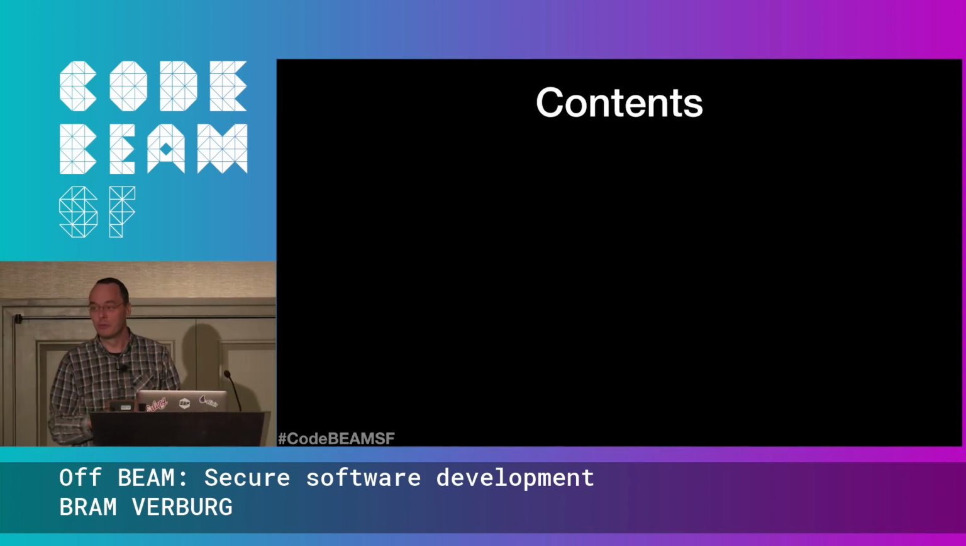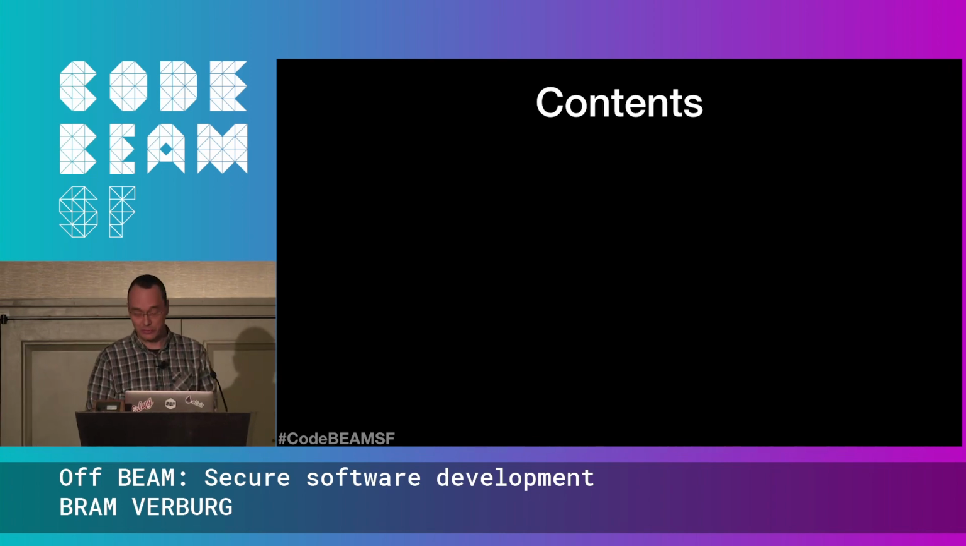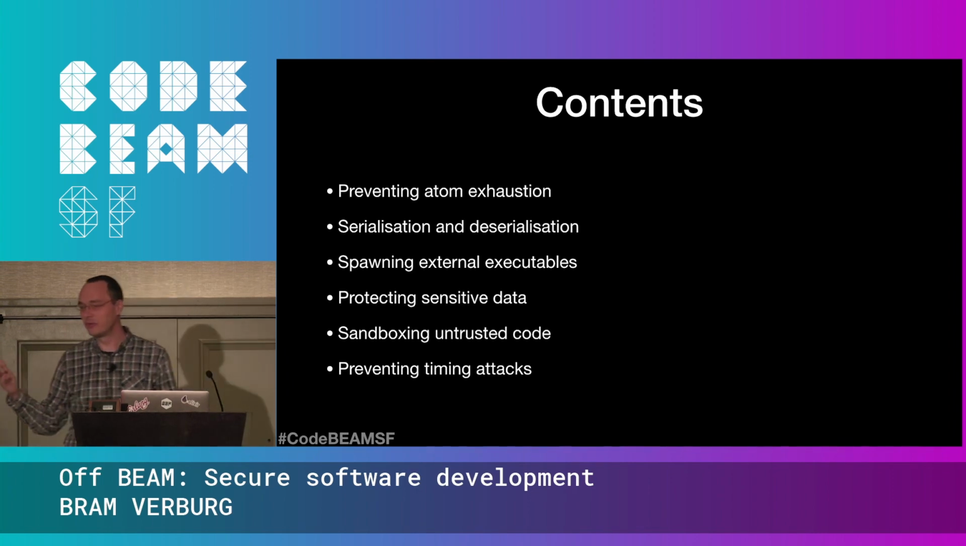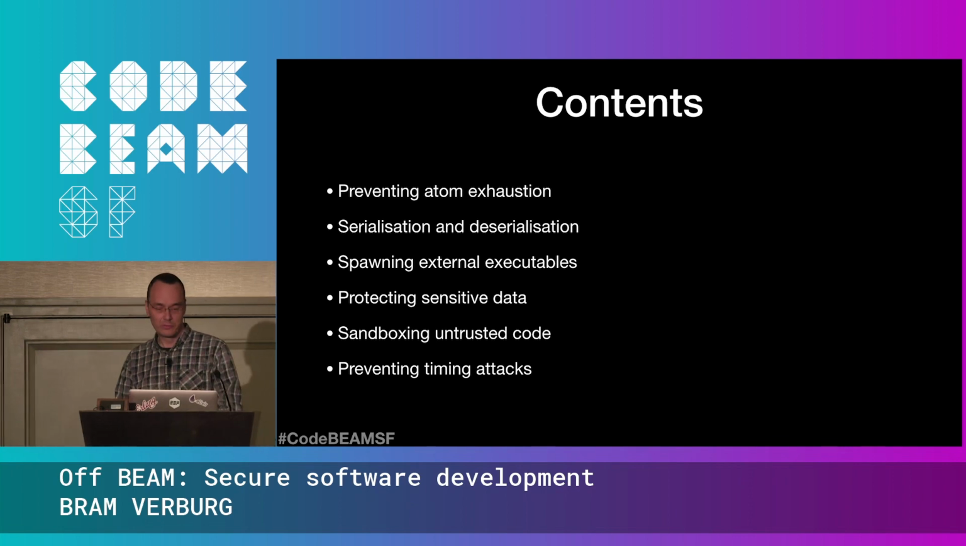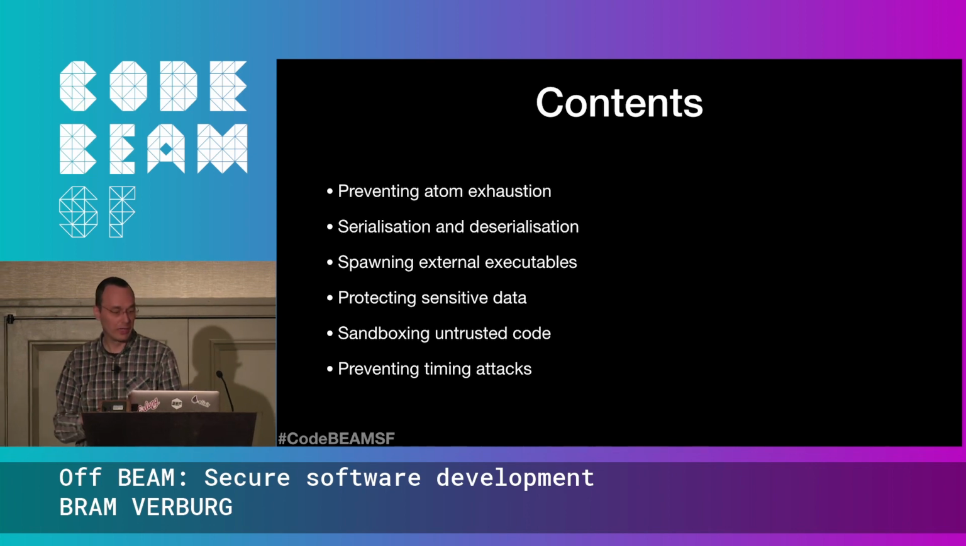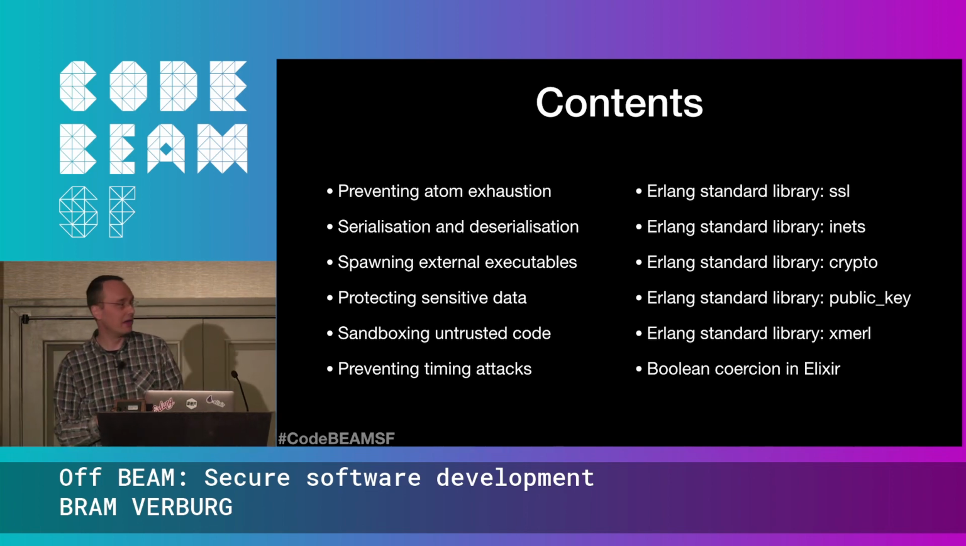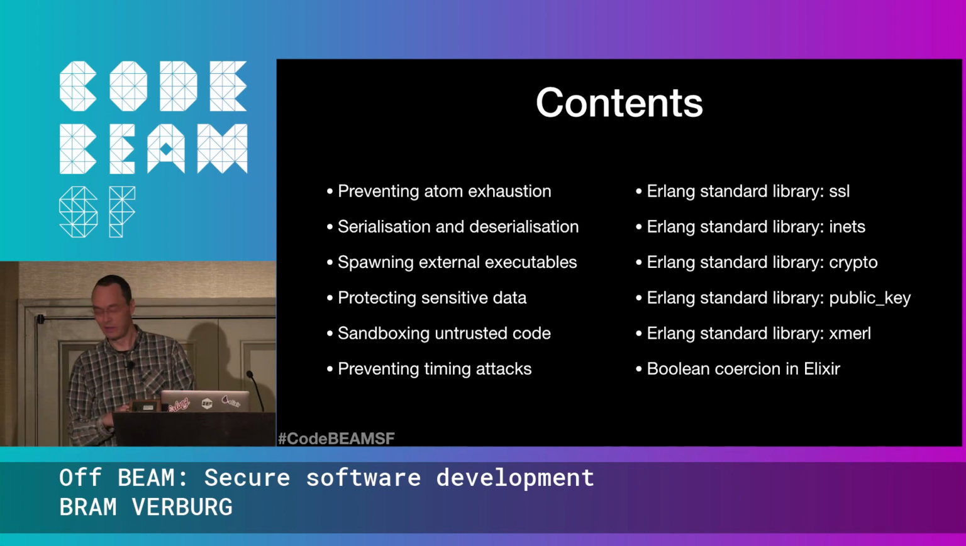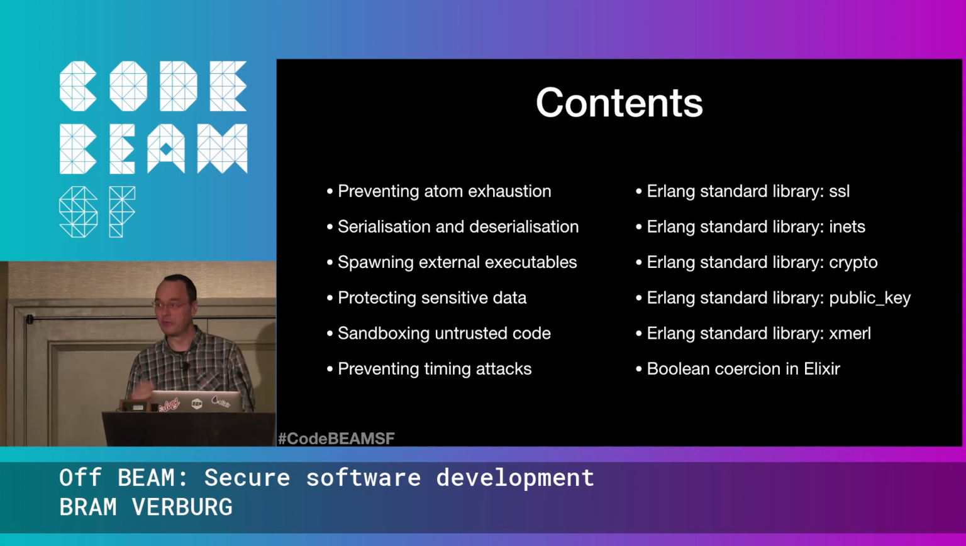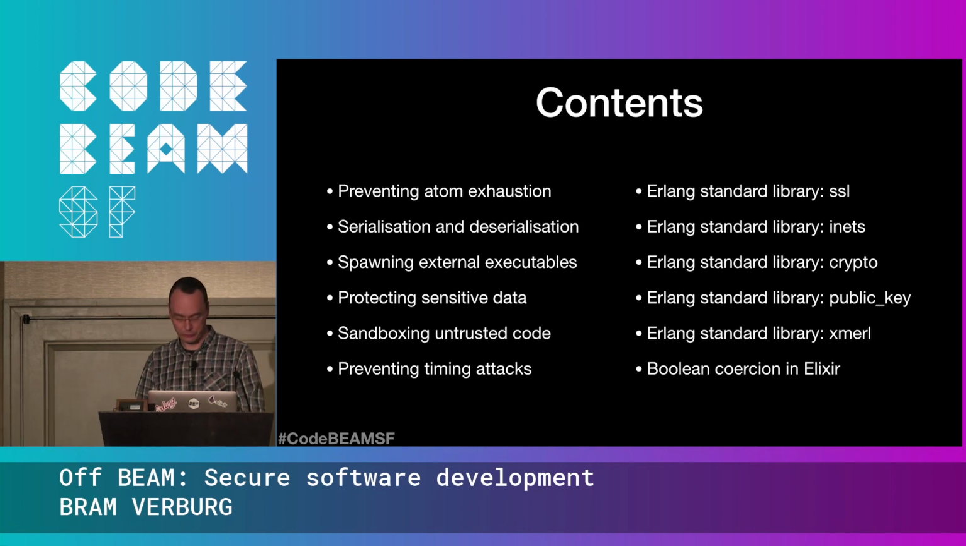Today I want to look at some parts of the document. I won't have time to cover all the topics. But basically the document covers 12 topics: atom exhaustion, serialization and deserialization, spawning external executables, protecting sensitive data, sandboxing untrusted code. I'm not going to talk about this, but basically the bottom line is don't. Preventing timing attacks. And then there's a couple of sections on some of the standard library applications, and one on a topic that's specific to Elixir, which I will also talk about in a minute.